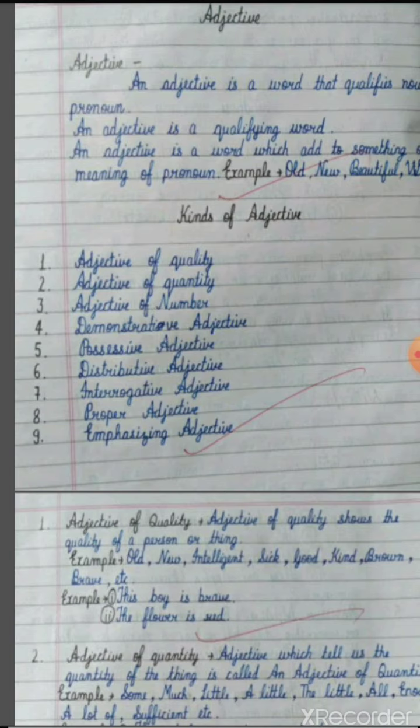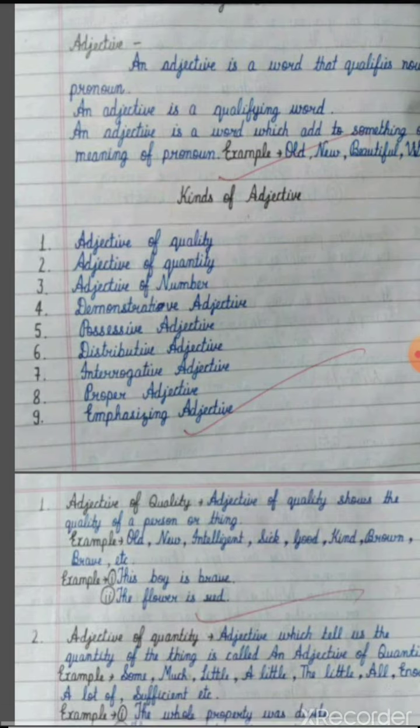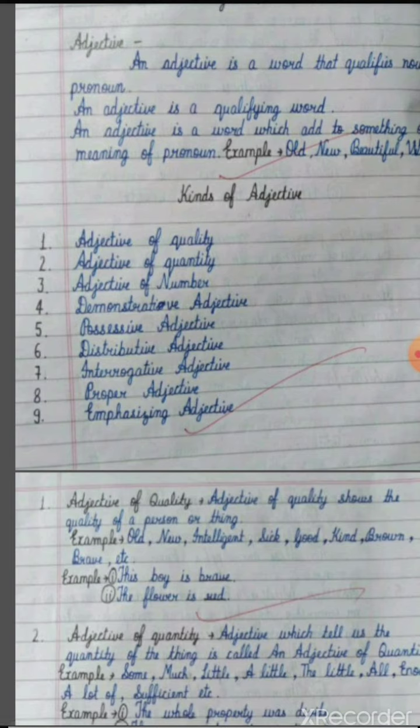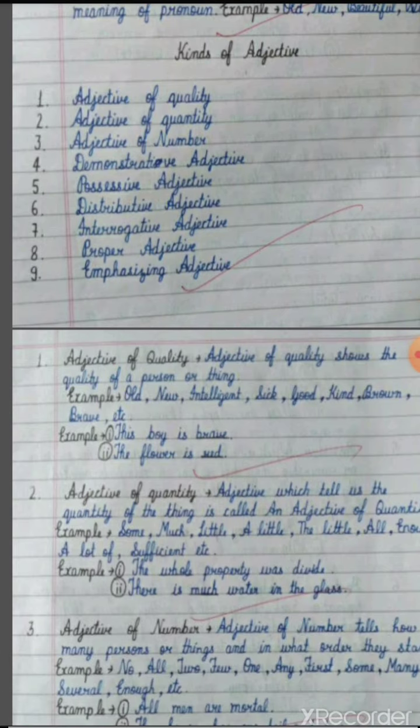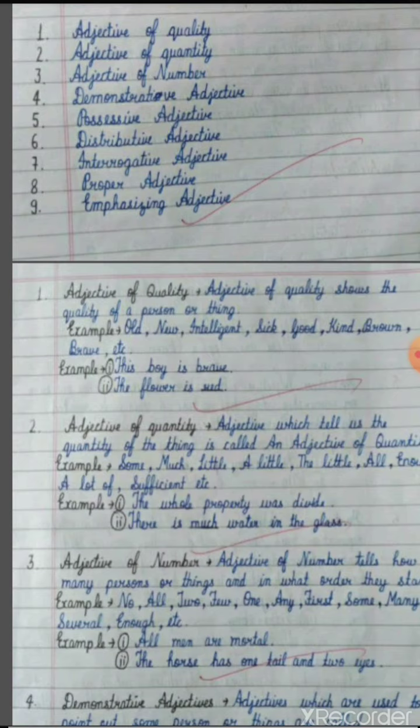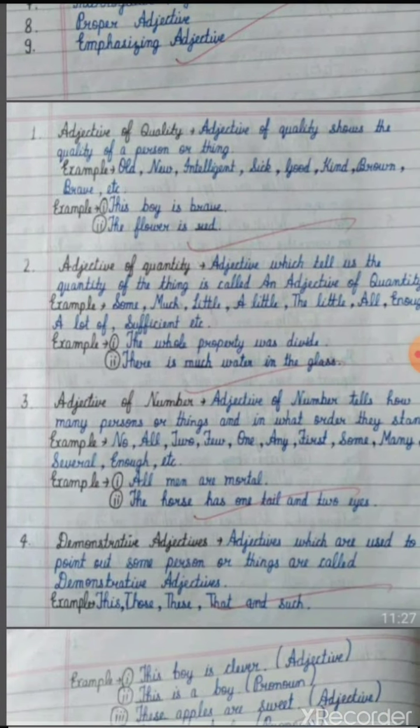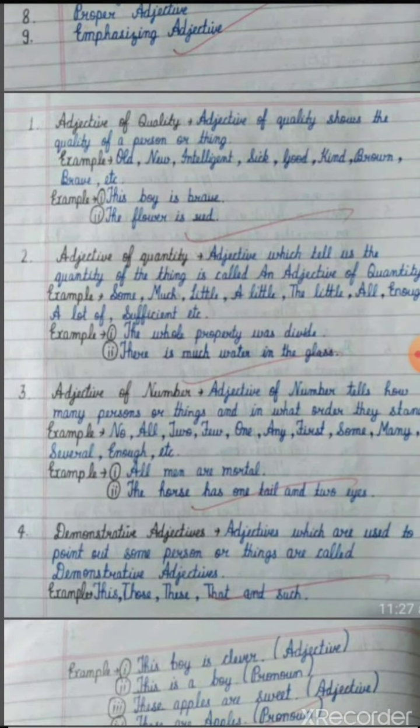First, adjective of quality. Second, adjective of quantity. Third, adjective of number. Fourth, demonstrative adjective. Number 5, possessive adjective. Number 6, distributive adjective. 7th is interrogative adjective. 8th, proper adjective. And 9th, emphasizing adjective. So first we learn adjective of quality.